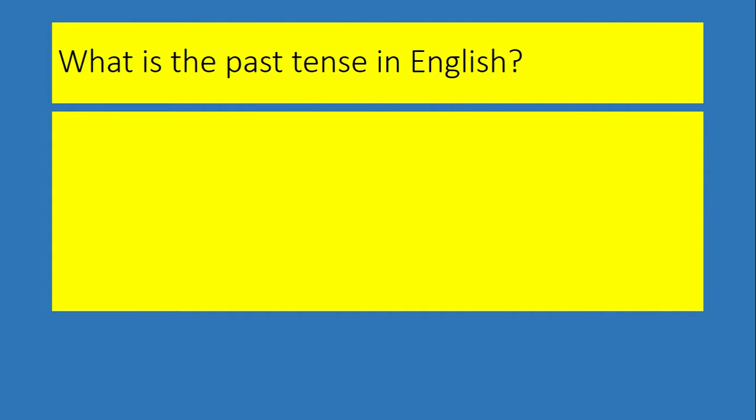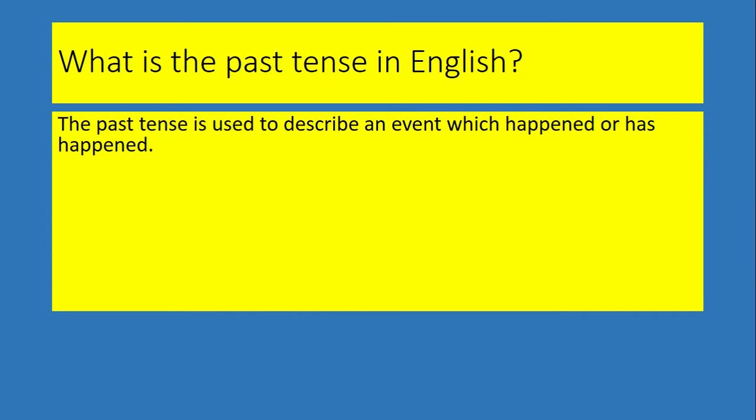As usual, as I've said in many of my other videos, there's no point in teaching you a tense in French if you don't really understand what tense you're using in English. So what is the past tense in English? The past tense we use to describe an event which happened or has happened.